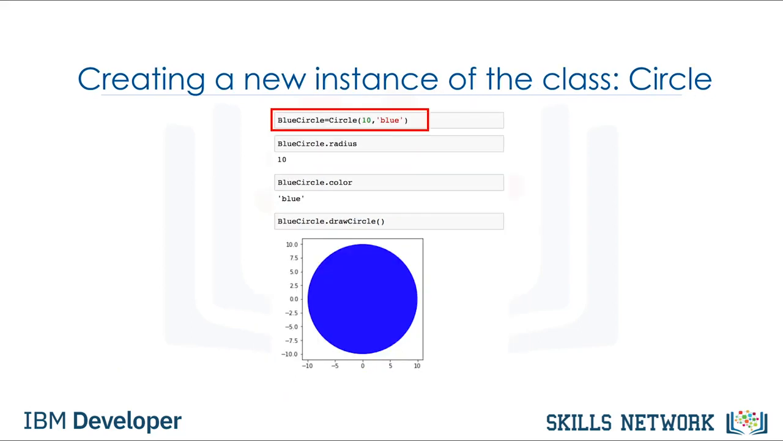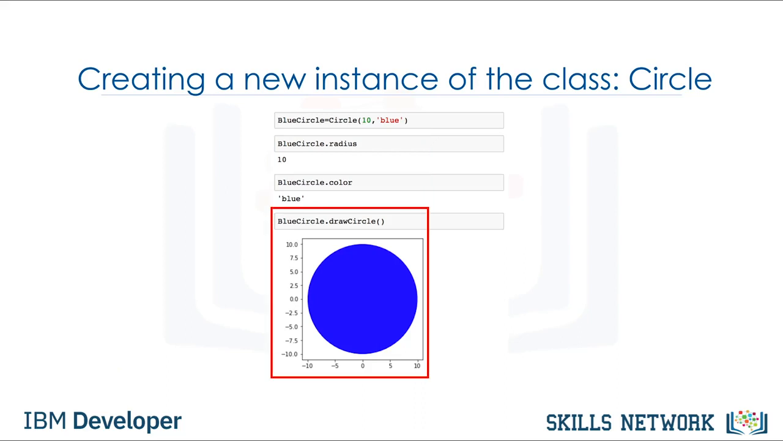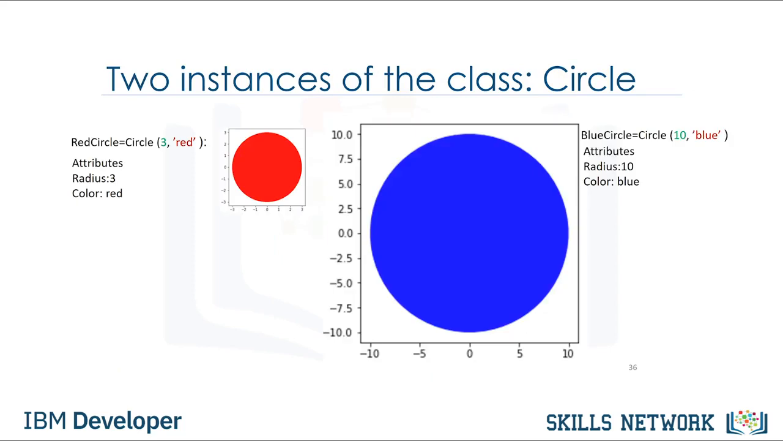Similarly, we can create a new object of type circle. We can access the data attribute of radius. We can access the data attribute color. We can use the method drawCircle to draw the circle. In summary, we have created an object of class circle called redCircle with a radius attribute of 3 and a color attribute of red. We also created an object of class circle called blueCircle with a radius attribute of 10 and a color attribute of blue.